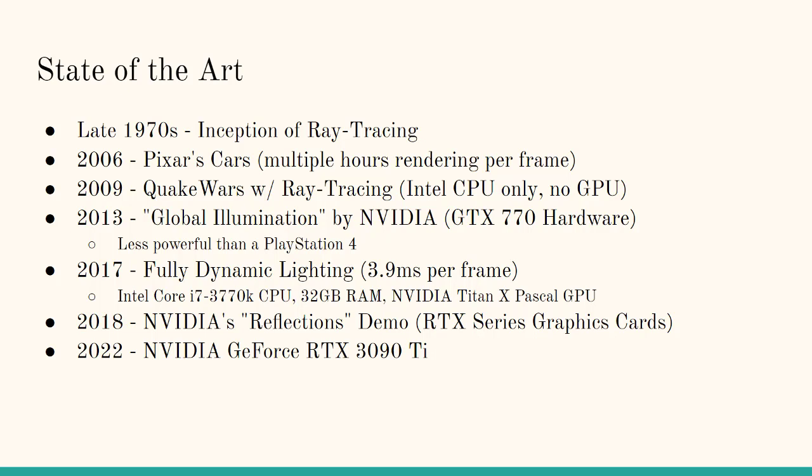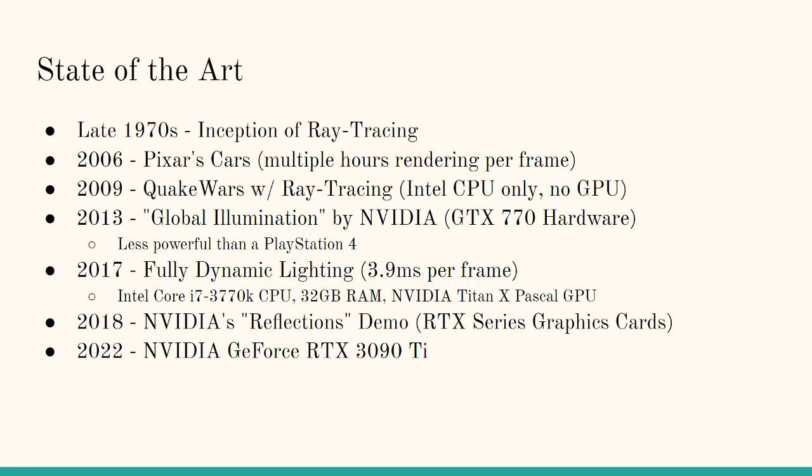In 2017, we had fully dynamic lighting, meaning that calculations would happen live and you can move objects around, whether that be objects in space or the light source itself, and you would have a rendering time of 3.9 milliseconds for every frame. So it's very near real-time ray tracing in 2017. This was using the Intel Core i7-3770K CPU, 32 gigs of RAM, and an NVIDIA Titan X Pascal GPU. So for the time, it was top-of-the-line hardware, but it was possible.